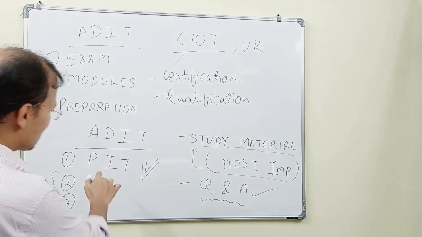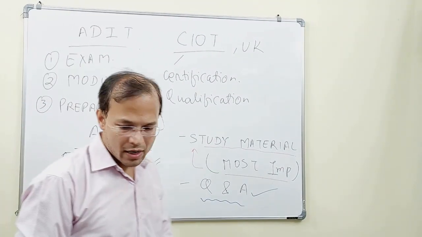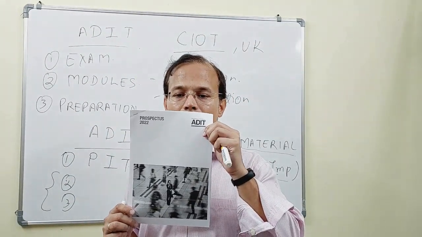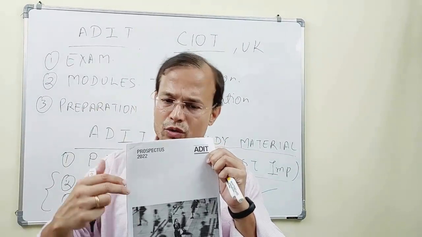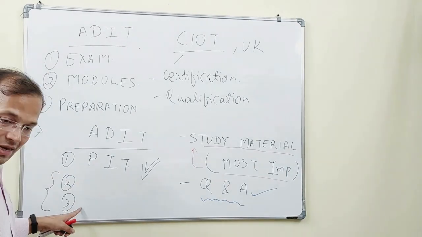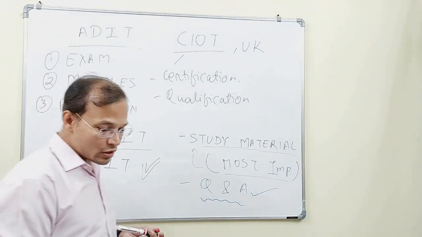Fine. This is compulsory, and out of the list of the remaining subjects which they have prescribed in this prospectus, there's a list of the subjects, and you can accordingly choose any two from those lists. Now, those two subjects are of two types.